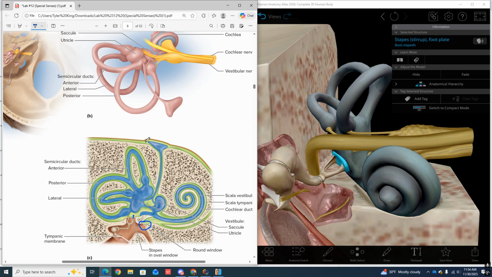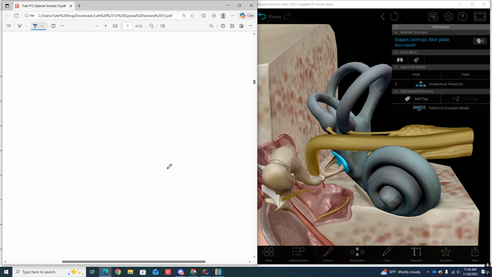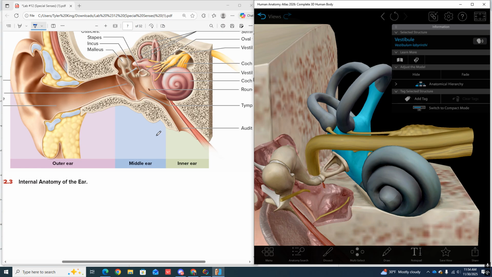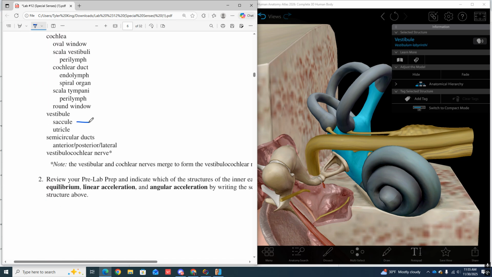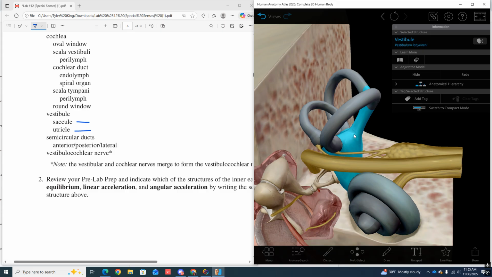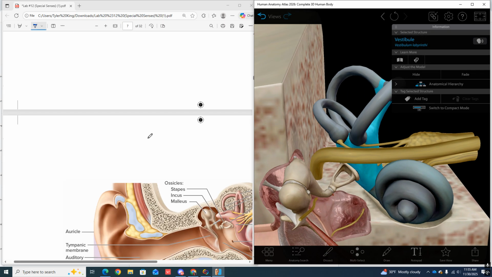All right. That's sound. Let's talk about equilibrium here, okay? So equilibrium is a little bit different. So cochlear is sound, vestibule does equilibrium. A couple different things we want you to know with it, okay? So the vestibule is comprised of two things, the saccule and the utricle, okay? They're not well defined. Actually, they're not defined at all on this model. You can't identify them in particular.